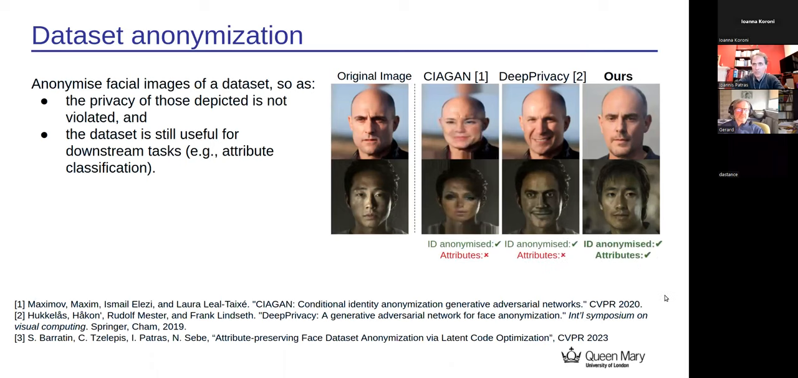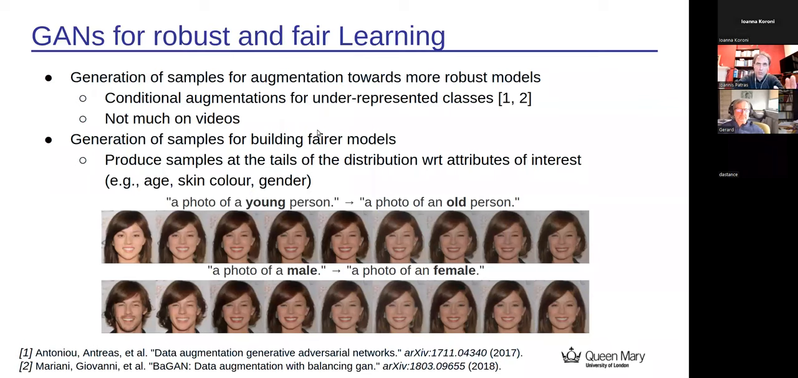Another application, if you have controllable image generation, is building more robust and more fair machine learning methodologies. How? Well, we know that in certain datasets you have underrepresented classes or underrepresented properties. For example, certain skin colors or certain genders might be underrepresented in certain datasets. If you can keep all attributes the same, except for gender or skin color, then you can augment the underrepresented classes, and that will allow you to generate samples that will allow you to build fairer and more robust machine learning models.